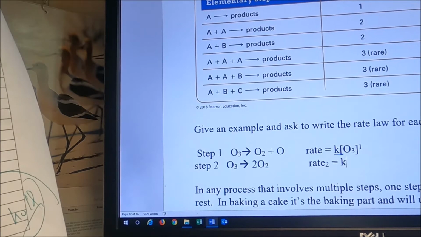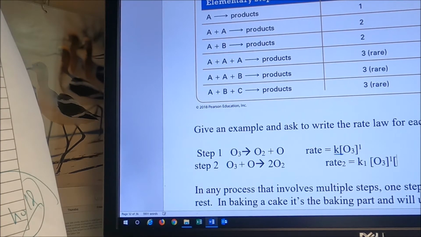would equal K sub 2 concentration, where did my O go to? Concentration of O3 raised to the first power, concentration of O raised to the first power.